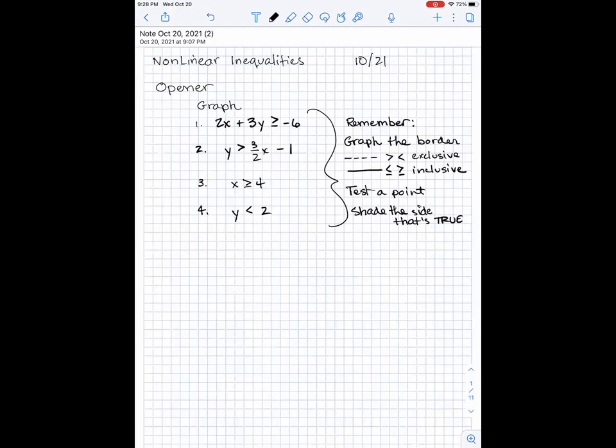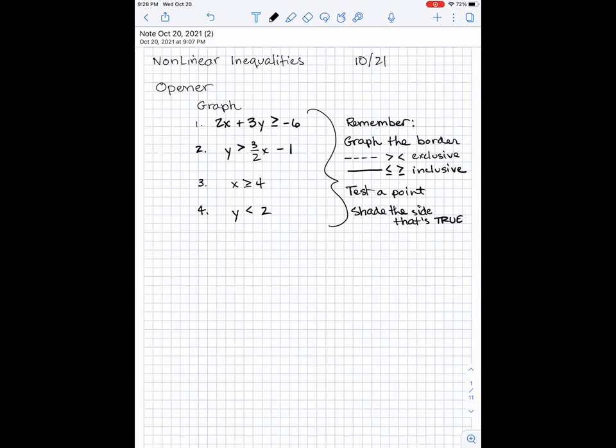Remember, what you're going to do is graph that border line. You use the broken or dashed line to indicate that the border is not included in your solution. So in other words, it's the greater than or the less than signs. You're going to use the solid line if it's less than or equal to, or greater than or equal to, meaning that it's inclusive, meaning that it includes the borderline. And then you test a point, and you're going to shade the side that's true.